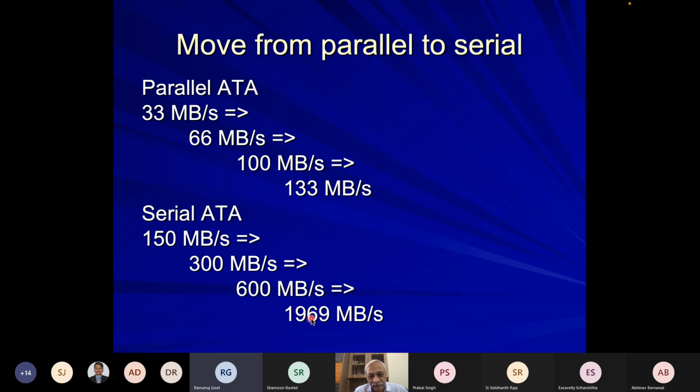Sir, is the clock at which the buses work the same clock at which the CPU is working? No, these could be independent. Usually, the CPU has a much higher clock rate than what would be there on these buses. But do they have to be rational multiples of each other? No, not necessarily. They don't have to be.